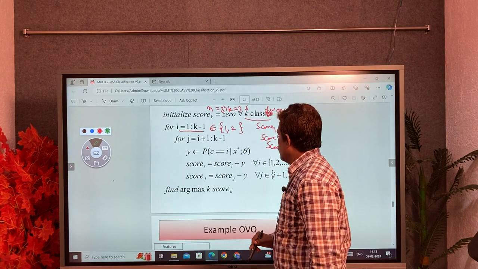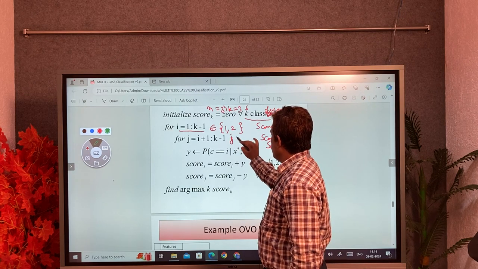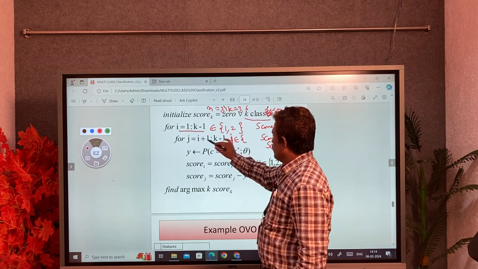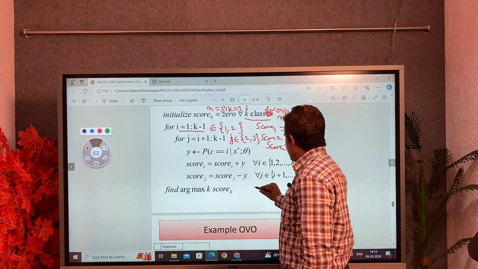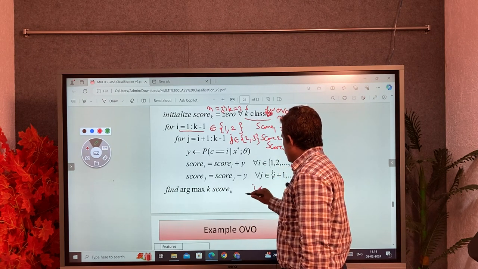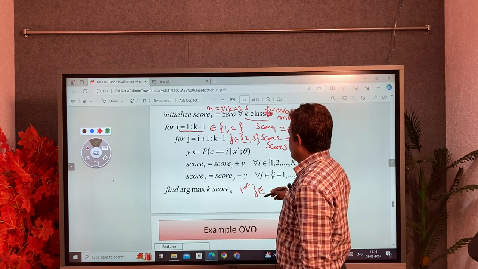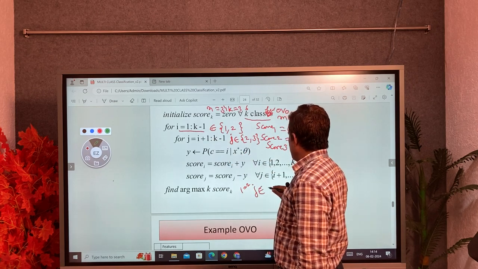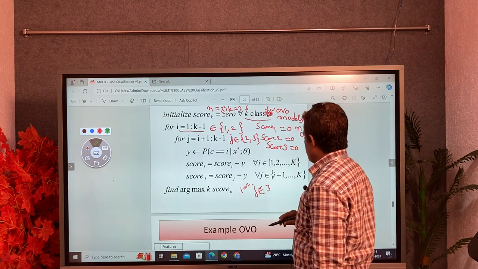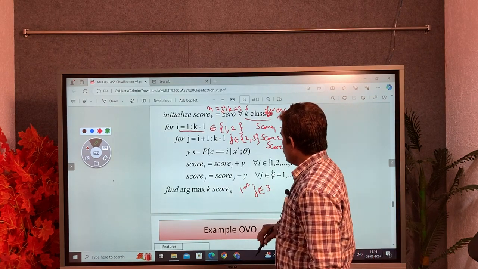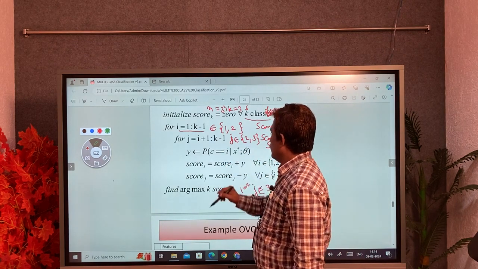So what about j? When i is equal to 1, j belongs to 2, 3. When i is equal to 2, that is the second iteration, j belongs to i plus 1, so j belongs to 3.